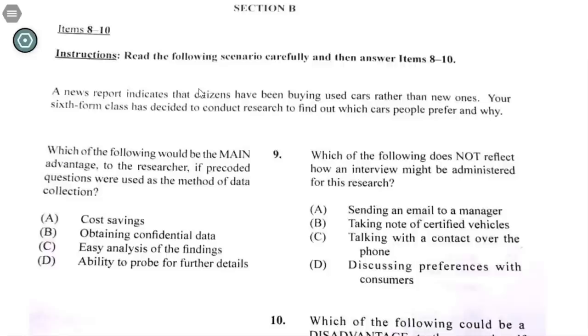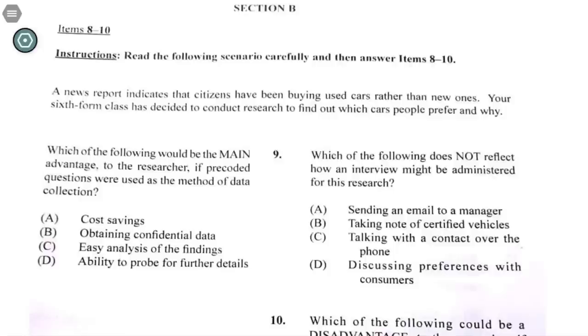Now, number 8 says, which of the following would be the main advantage to the researcher if pre-coded questions were used as a method of data collection? Now, pre-coded questions are like open-ended interview questions, all right? So cost savings, obtaining confidential information, easy analysis of findings, and let's just do D, ability to probe for further details.